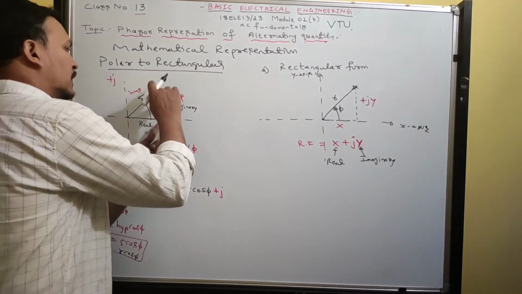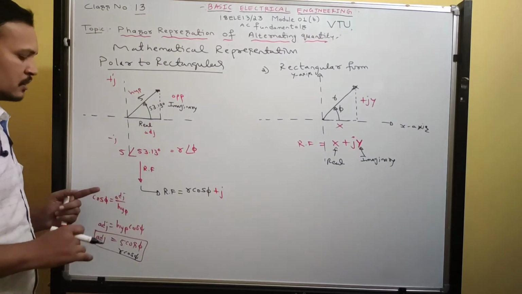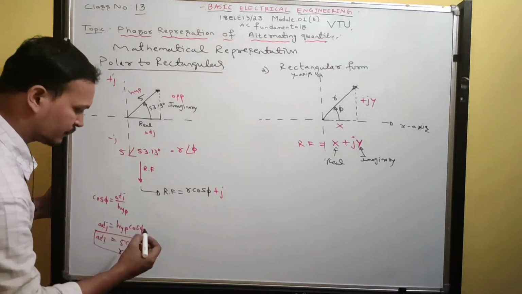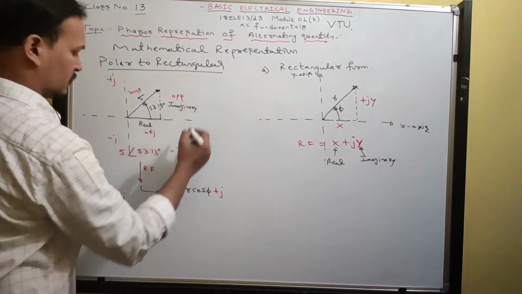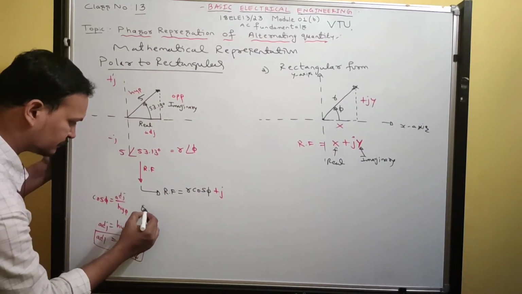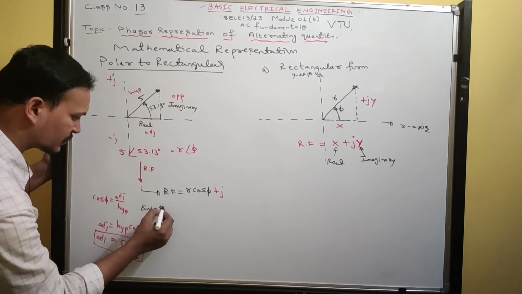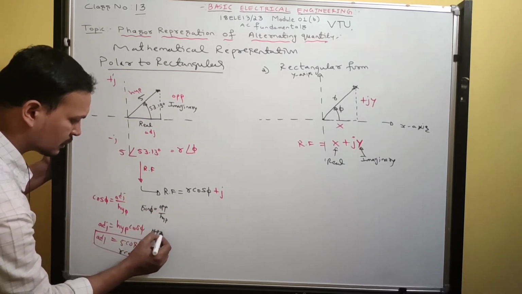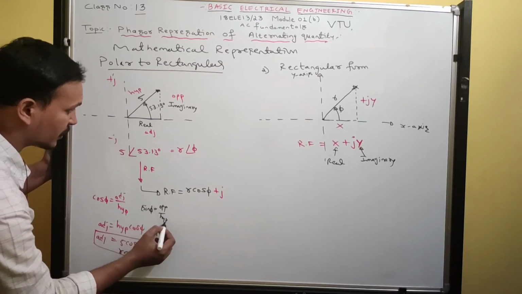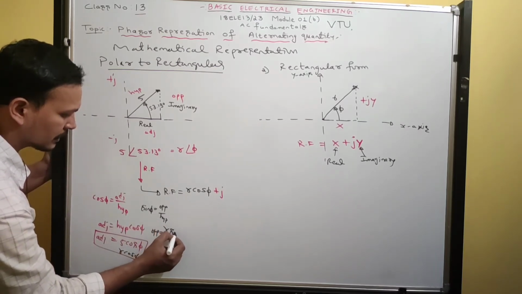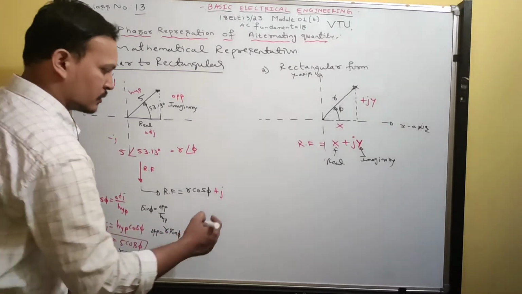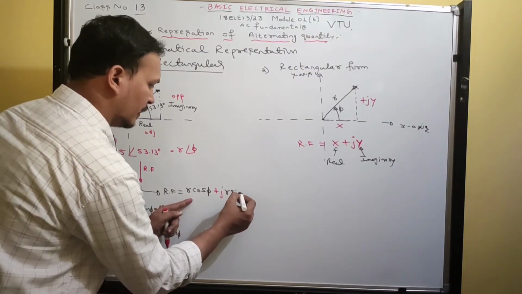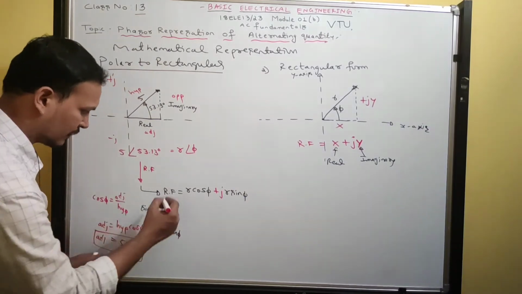Now I need this side, the opposite side. To relate opposite and hypotenuse, we have the sine term. What is sine phi? Opposite by hypotenuse. So opposite equals hypotenuse into sine phi. The hypotenuse is r, so we get r sine phi. So the imaginary part is r sine phi. Now enter the values.